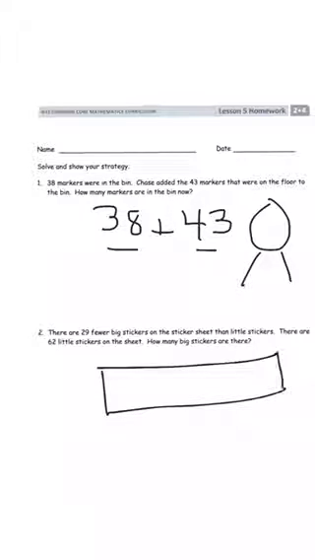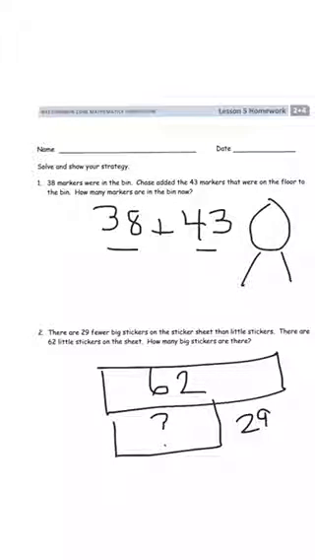Number 2, let's read over it together. It says there are 29 fewer big stickers on the sticker sheet than the little stickers. There are 62 little stickers on the sheet. How many big stickers are there? A great strategy for this would be the tape diagram, because we know that there are 62 little stickers. We don't know how many big stickers there are, but we know that it's 29 fewer. So we know the whole, we know one part, but we're missing a part. So think about if we're going to add or subtract.